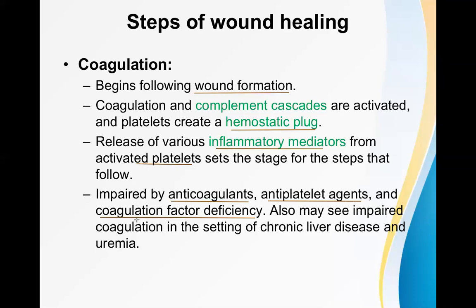Now, coagulation factor deficiency, a perfect example is hemophilia A and hemophilia B. Now, hemophilia are caused by factor 8 and factor 9 deficiency. A by factor 8 deficiency, B by factor 9 deficiency. Now, one more thing, the coagulation problem also occur in chronic liver disease as well as uremia.